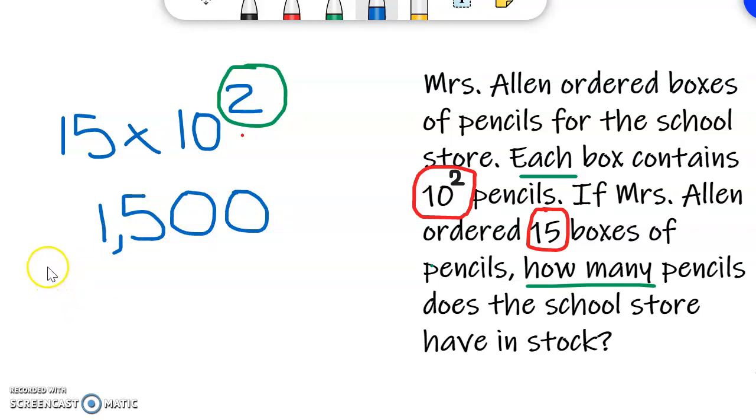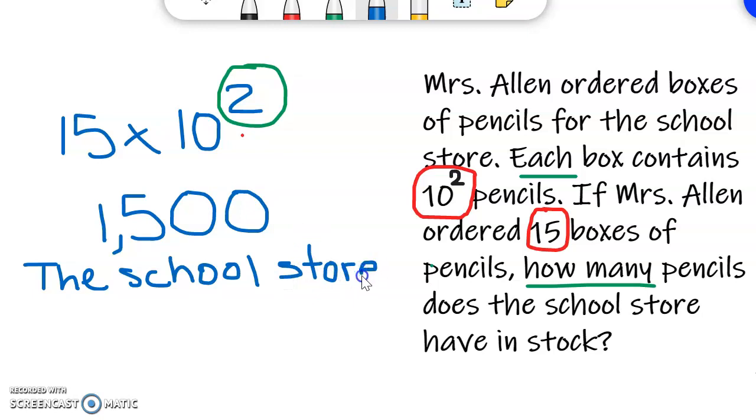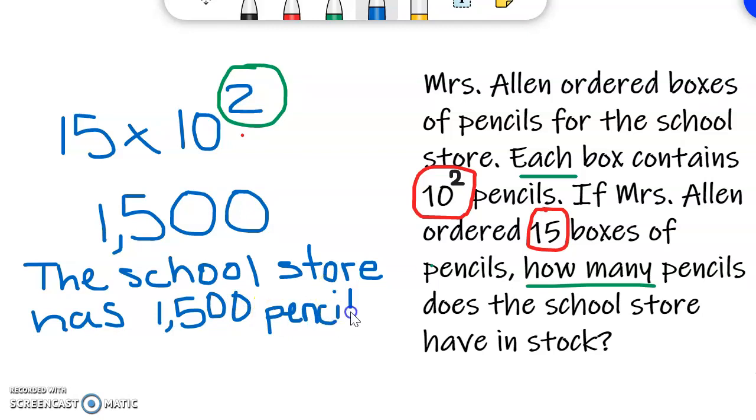So I can say that the school store, if I'm writing my answer out in a sentence, which you may have to do in an extended response question in order to get full credit, the school store has 1,500 pencils in stock. And I'm going to close this out with a period.